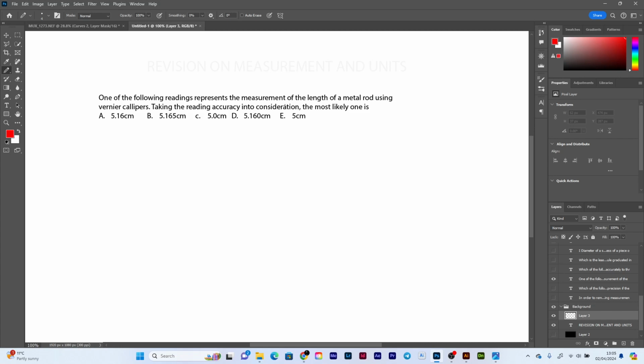Taking the reading accuracy into consideration, the most likely one is... The question you should ask yourself, if you look at all these questions now, is that they are basically about reading accuracy, right? So what you should ask yourself is: vernier caliper measures to how many decimal places in centimeter? Of course, 2 decimal places. So any option that is in 2 decimal places is going to be the right answer. And that's option A. I hope somebody is getting this clearly now.